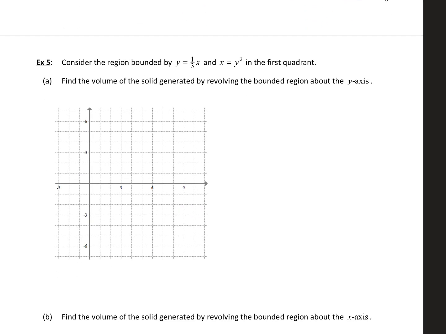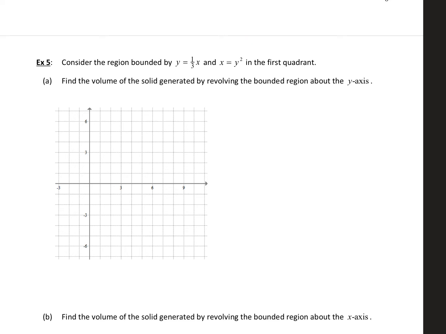Example 5. Consider the region bounded by y is equal to 1/3 x. There's no x squared, so it's a straight line. And then x is equal to y squared. Okay, so it's not y is equal to x squared, but x is equal to y squared. So it's quadratic in terms of this way, or I can think of this as y is equal to radical x. So I can look at it either way.